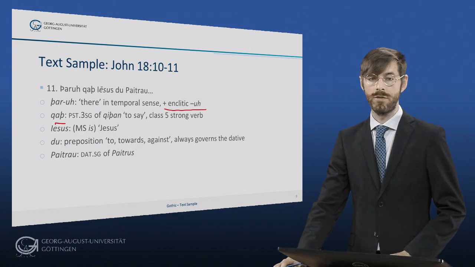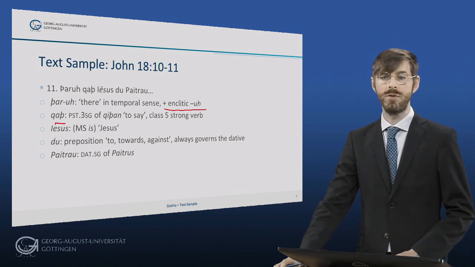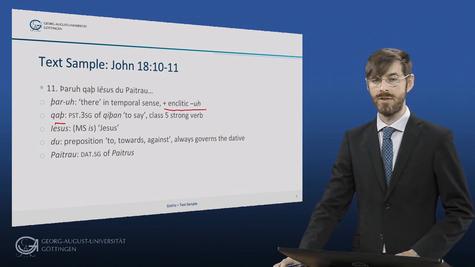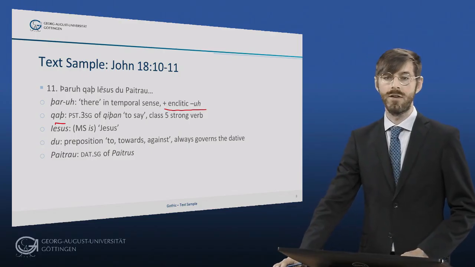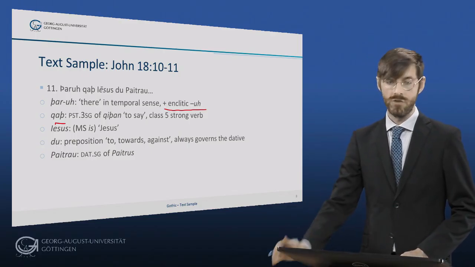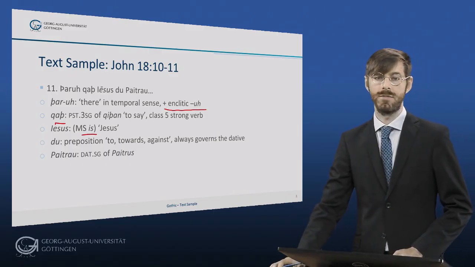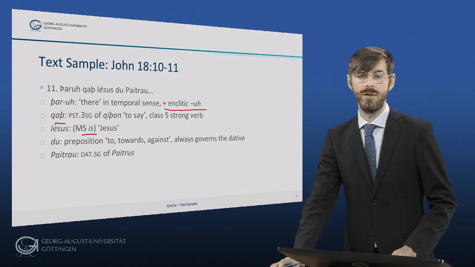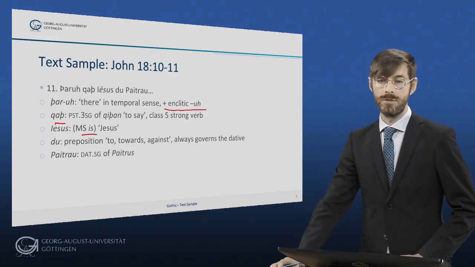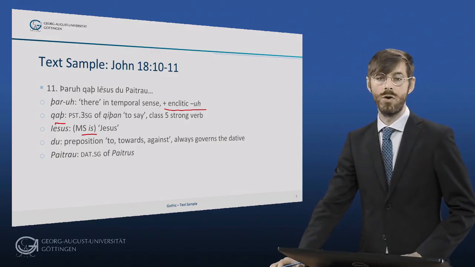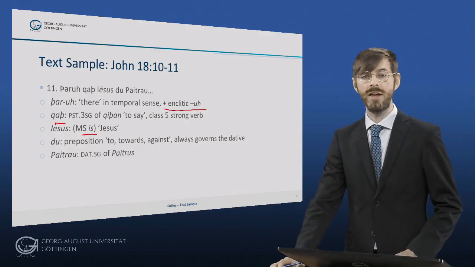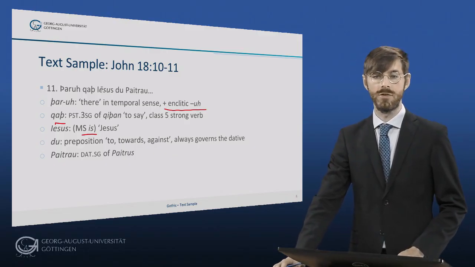Iesus is, of course, one of the most common names in the New Testament, but it is always abbreviated. The nominative singular, as here, is written just as IS in the manuscript. We've already seen the nominative of the name Peter as Petrus, and here we have Petrau, the dative singular, the expected case for an argument of the preposition du.